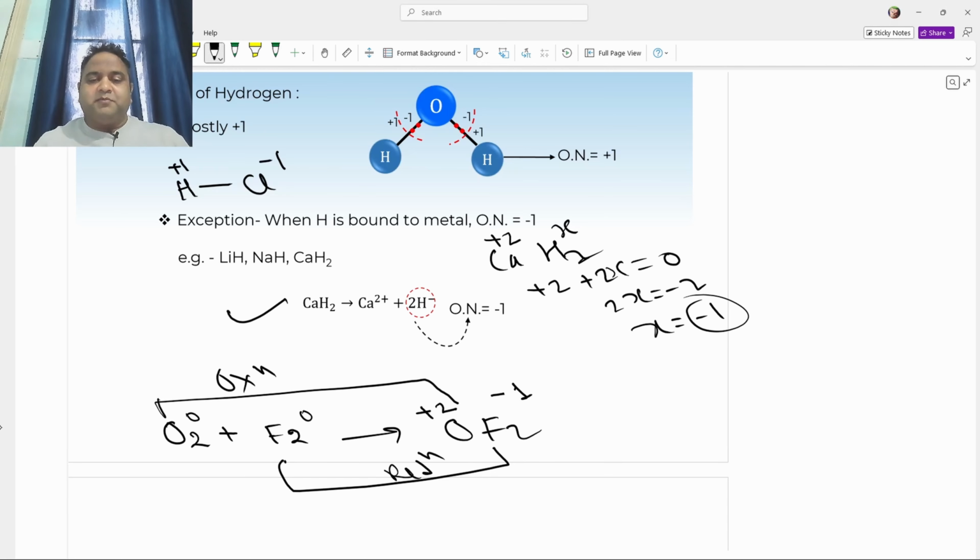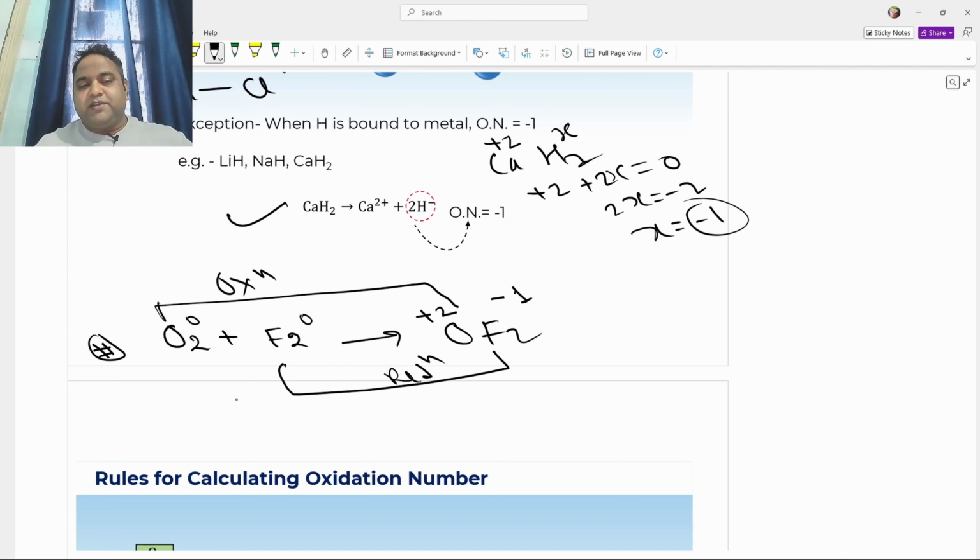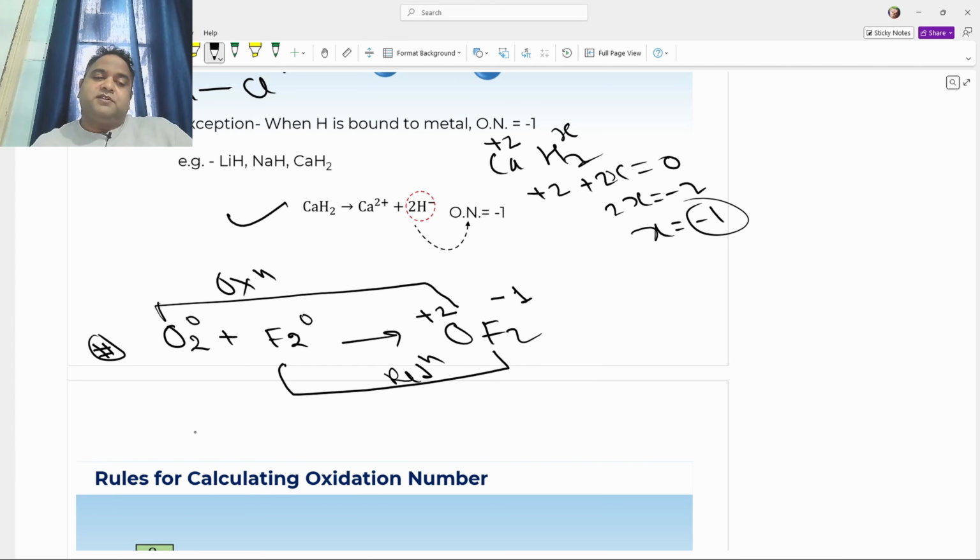This is the common, you can think about that, this kind of exception. There is addition of oxygen to fluorine, but there is no oxidation of fluorine. Addition of oxygen is not always oxidation. Similarly, addition of hydrogen is also not always reduction. The electronic definition will be correct.